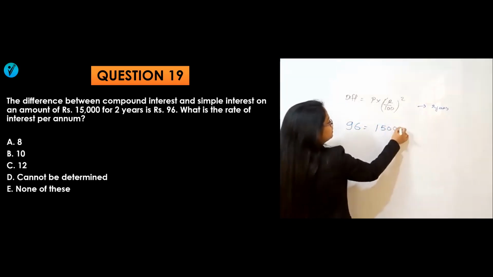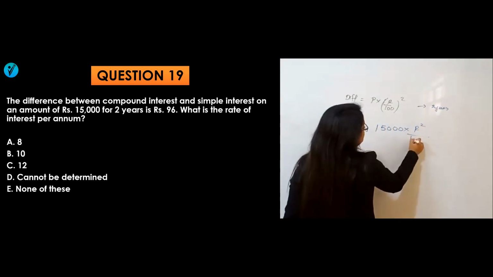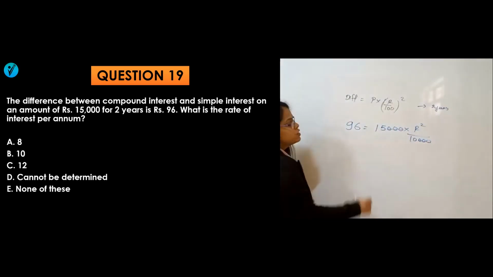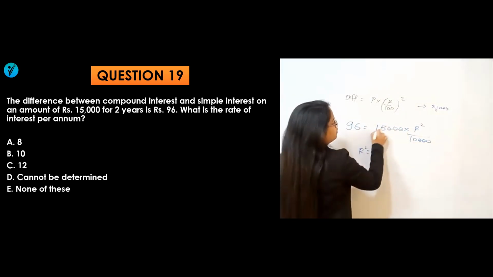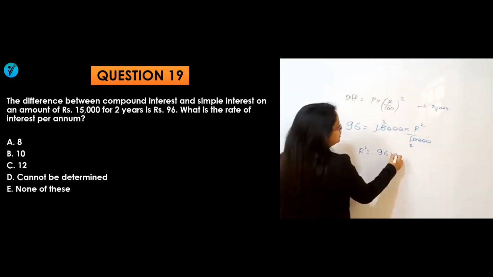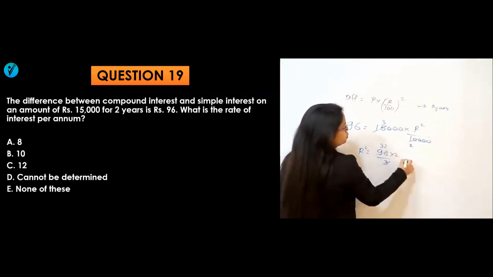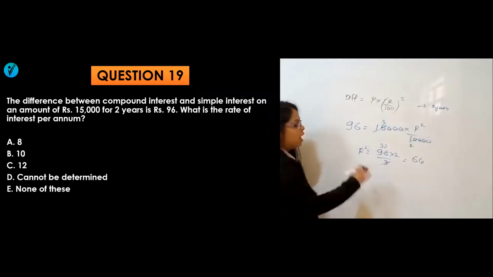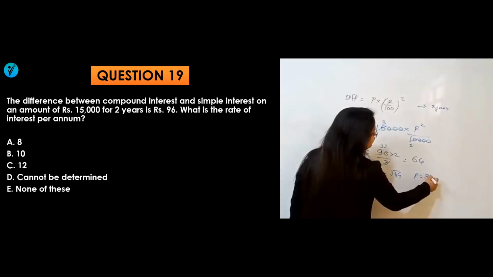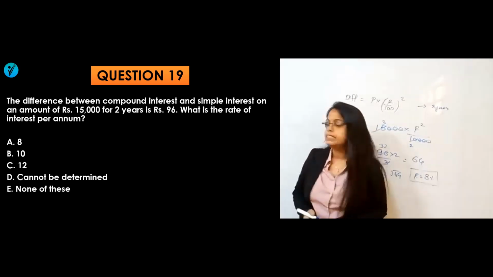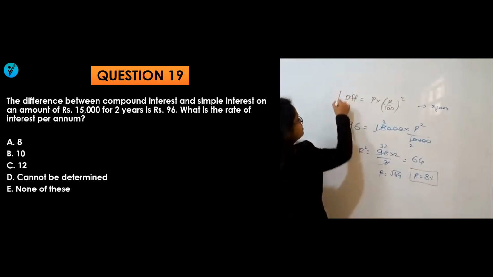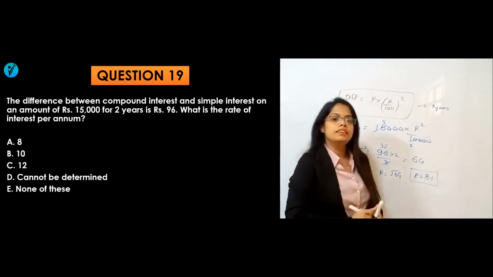So difference is 96. P is 15,000 into R square over 100 square, which is 10,000. So you can simply see these 0s cancelled. So R square will be equal to what? 5 3s are 15, 5 2s are 10. So 96 into 2 by 3. 3 3s are 9, 3 2s are 6, 32 into 2 is 64. R square is 64. So R will be root of 64. That means R will be equal to 8%. That is option number A will be your answer. Easier. You have to remember this formula. Okay. That one is an important question.